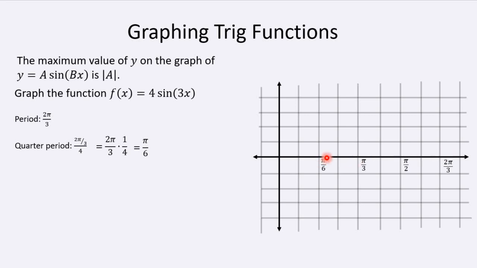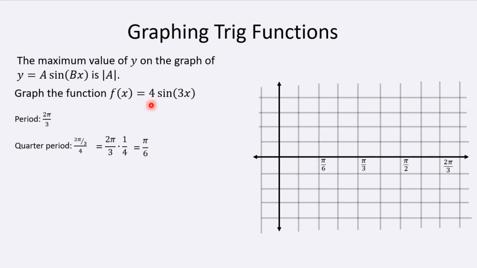These are the places where I'm going to have my intercepts. So there's going to be an intercept here, here, and here. And also the places where I'm going to have my maximums and mins. So I'm going to have a maximum here and a minimum here. So let's go ahead and find out what those maximums and minimums are going to be.